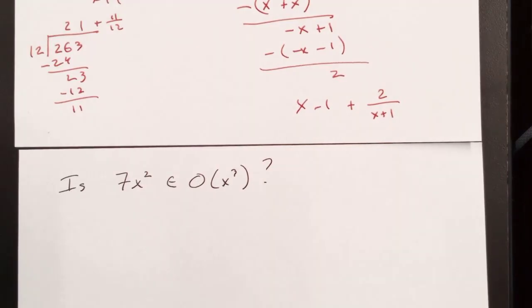However, what we are looking at is upper bounds, right? So it doesn't have to be an exact upper bound. Is 7x squared bounded by x cubed?